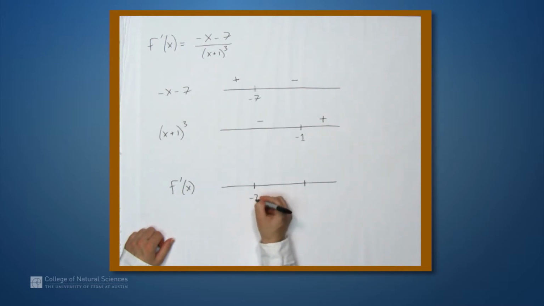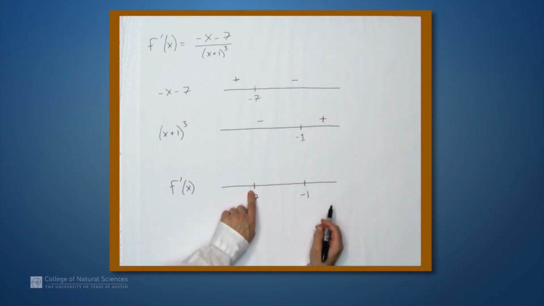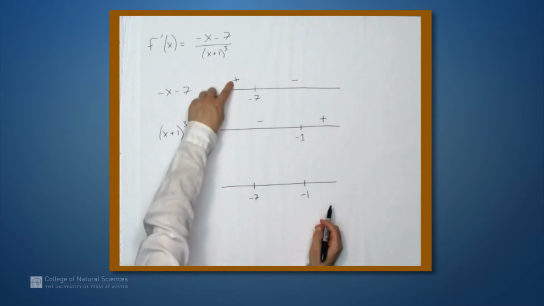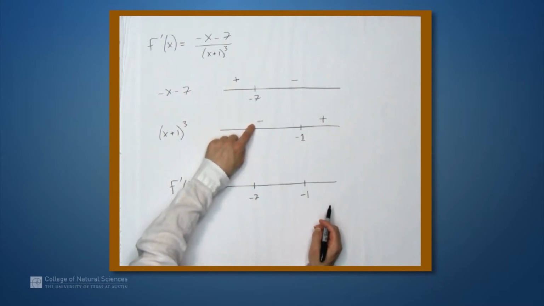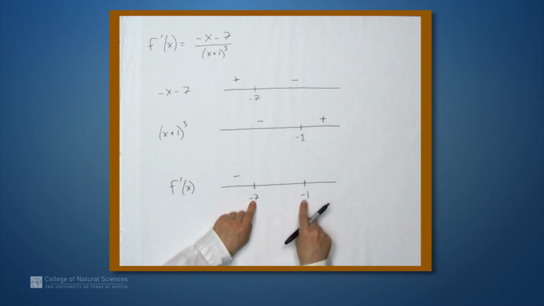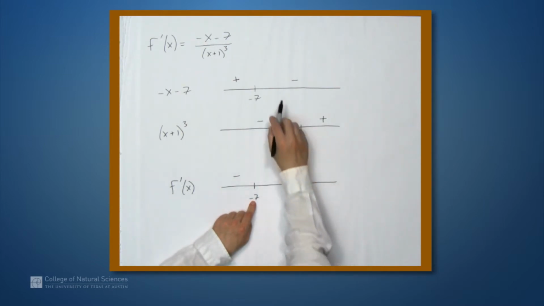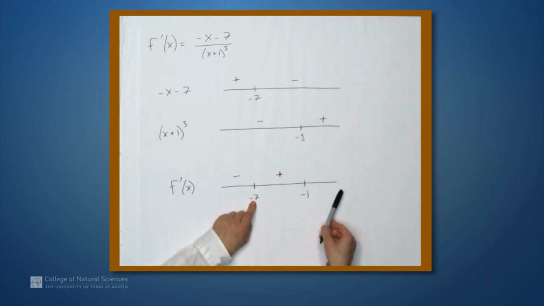So on this chart, we're going to need the 2 points from our previous charts. Now, for values of x smaller than -7, this one gives us a positive, this one gives us a negative. Positive over negative is negative. Between -7 and -1, the top one is negative and the bottom one is negative, so it gives us positive. And greater than -1, we have negative and positive, so once again we get negative.